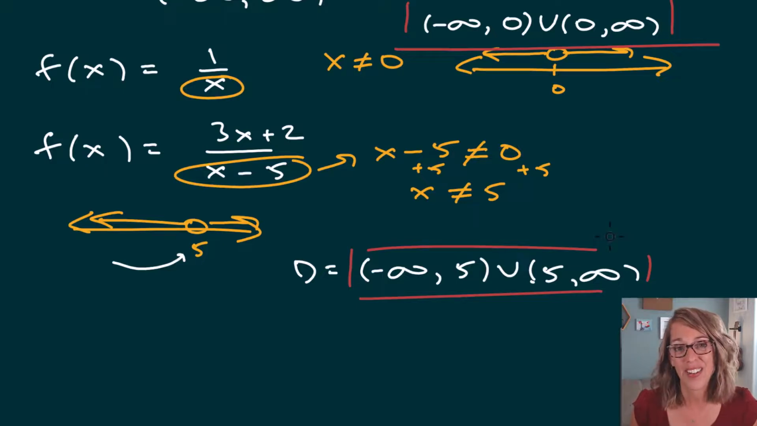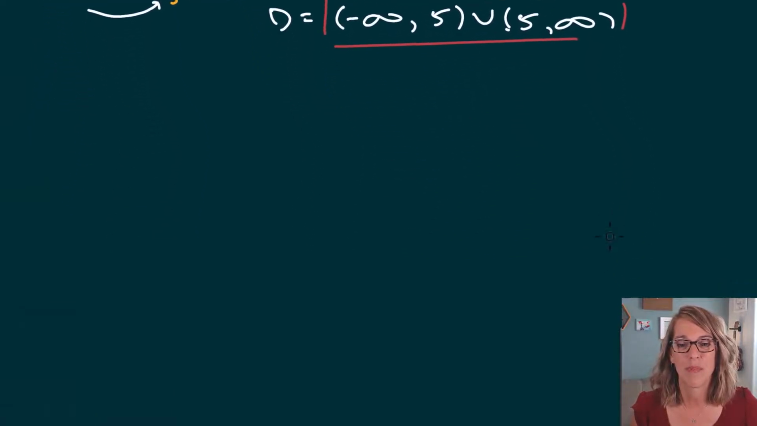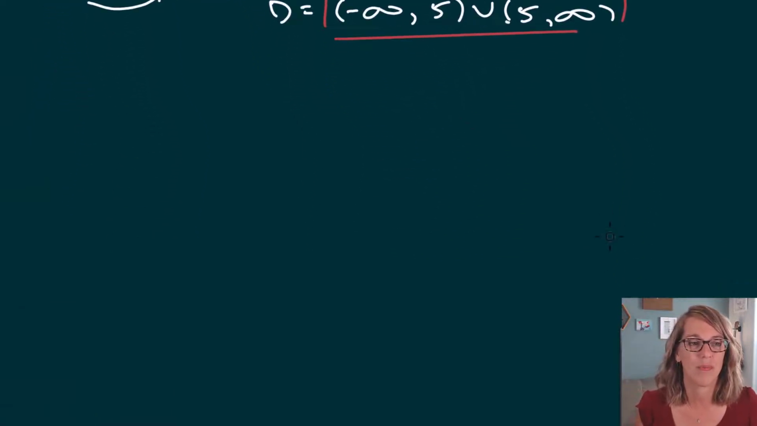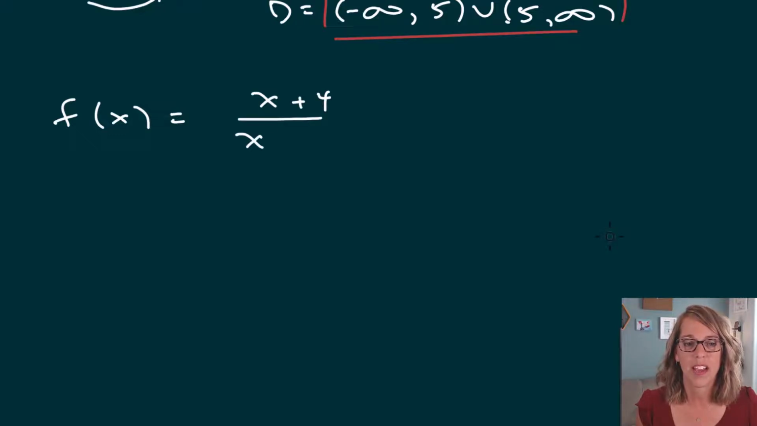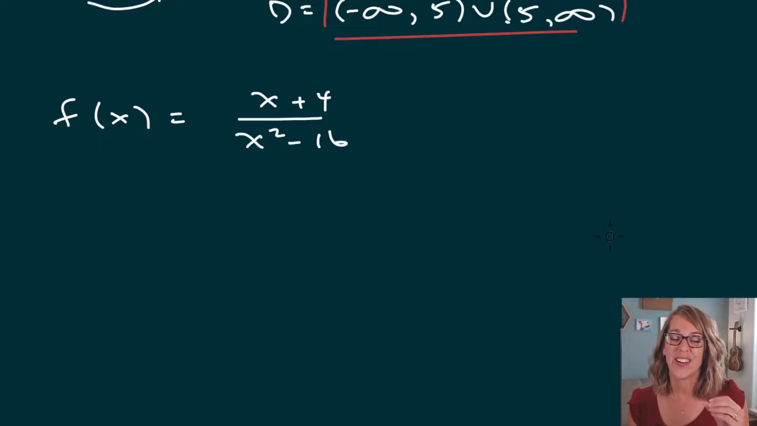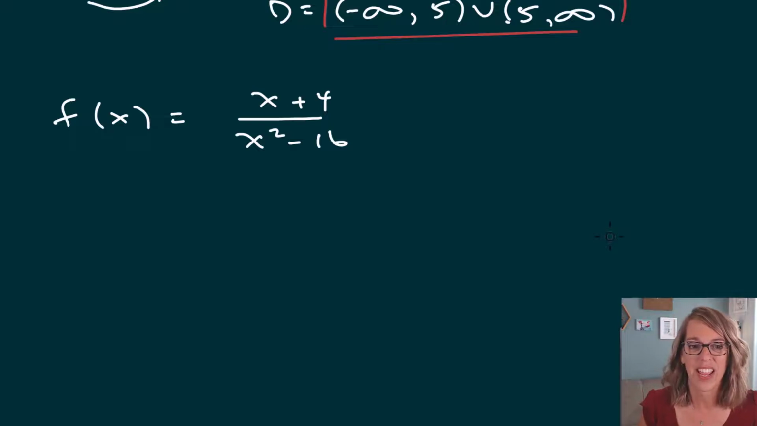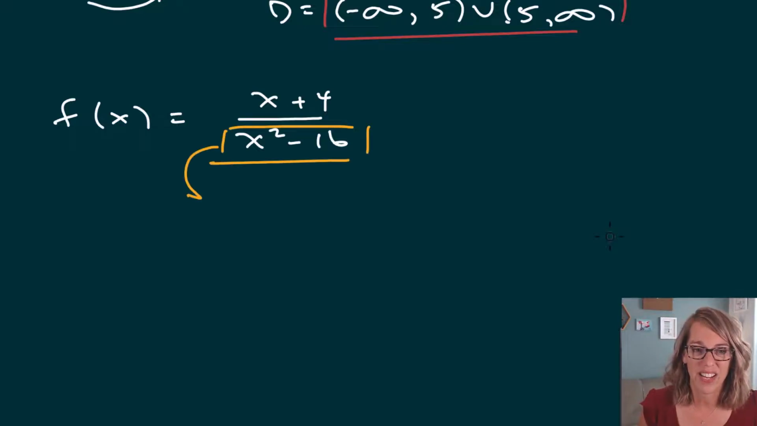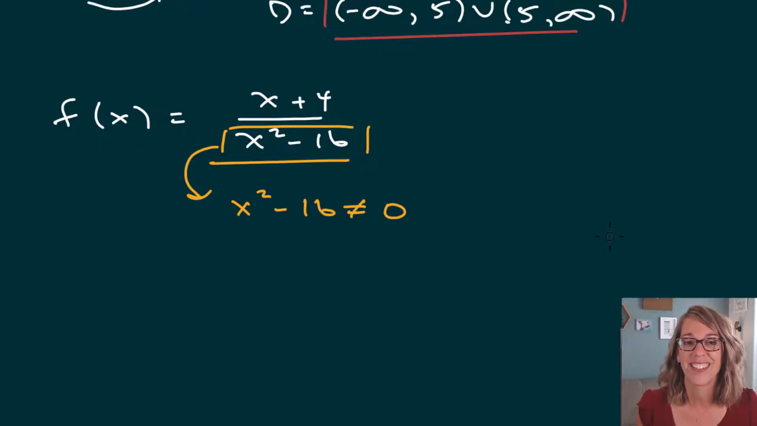Sometimes we're going to need to factor the denominators to figure out where they're equal to 0. I'll give myself a little bit more room here, and let's look at one where we need to do some factoring. Say I've got f of x is equal to x plus 4 divided by x squared minus 16. Now x squared minus 16 is a difference of squares, but I'm going to go ahead and just take this denominator and say that x squared minus 16 cannot equal 0. I can factor this difference of squares: (x plus 4)(x minus 4).